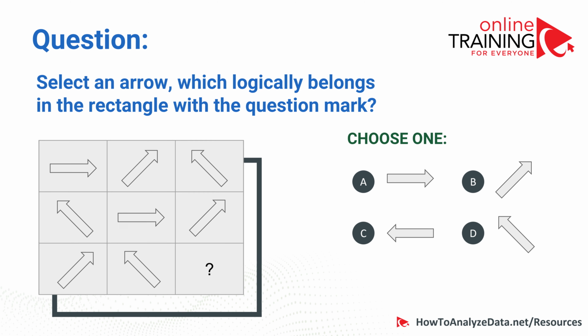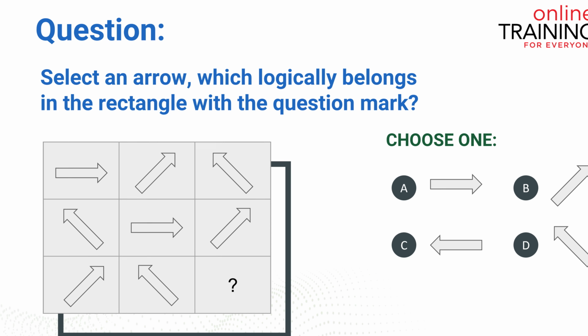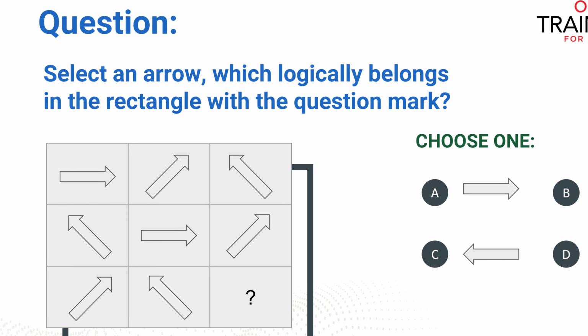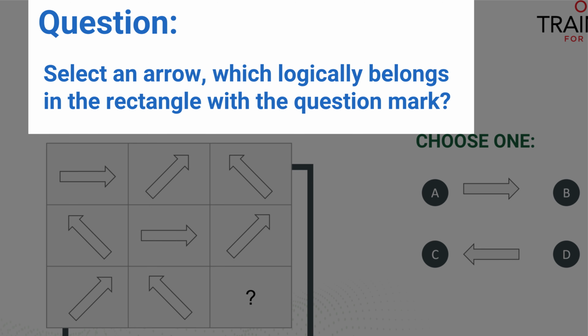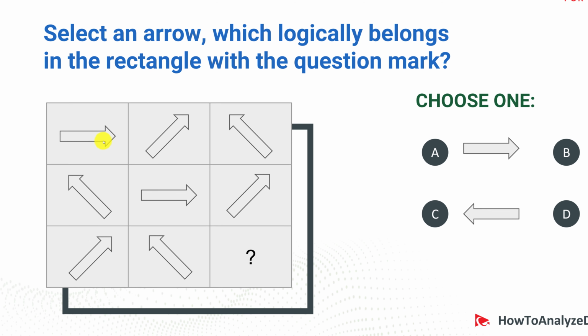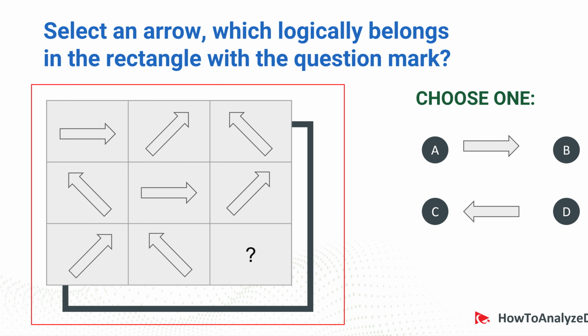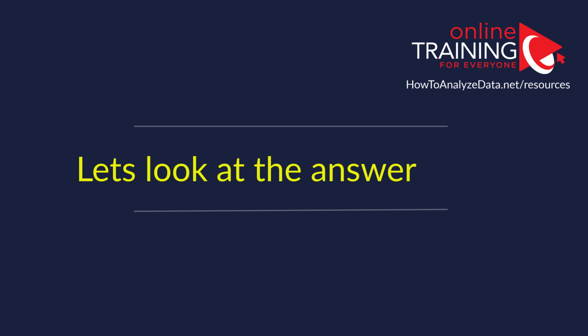Now let's look at a question which tests your knowledge of working with shapes, patterns, and numbers. Select an arrow which logically belongs in the rectangle with the question mark. Here on the screen, you see a 3 by 3 box. Each row of the box and each column of the box has arrows. One arrow is missing. Which arrow do you think is missing?